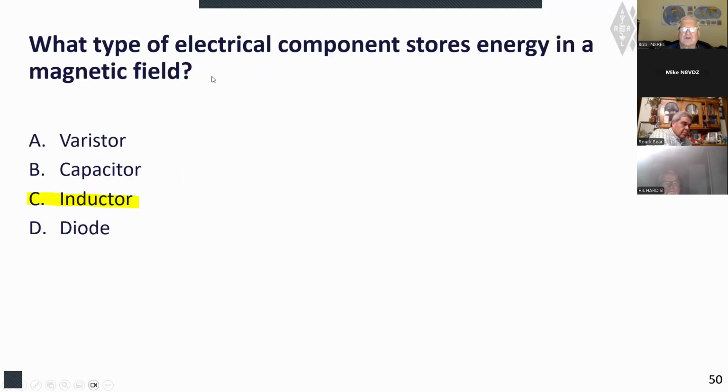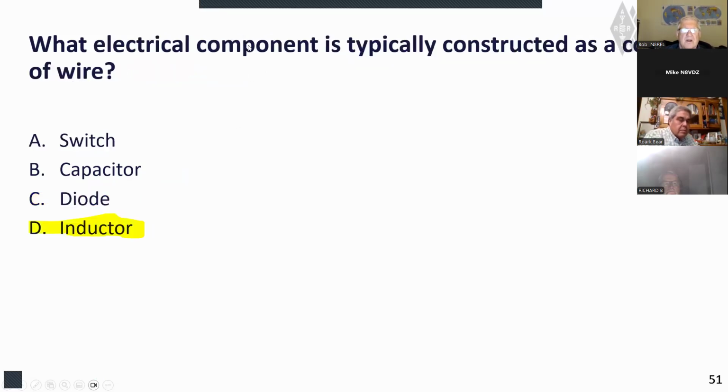And what type of electrical component stores energy in a magnetic field? That is an inductor. What component is typically constructed as a coil? You remember all those pictures of coils or inductors that Jerry showed you? They all kind of look like wound wire, right? So that's what an inductor looks like. It often looks like a coil.